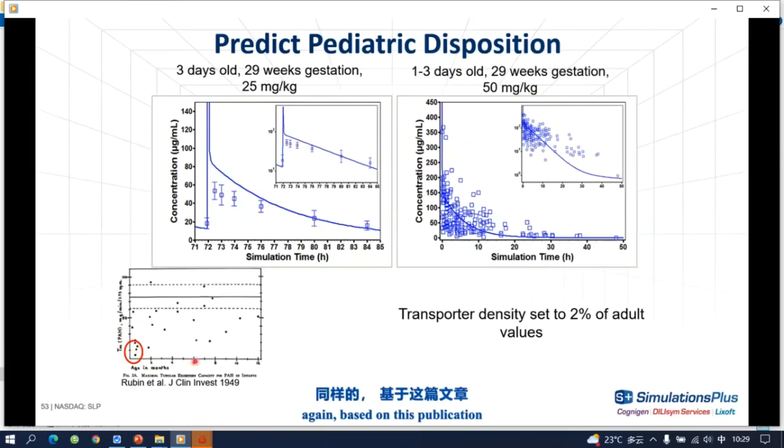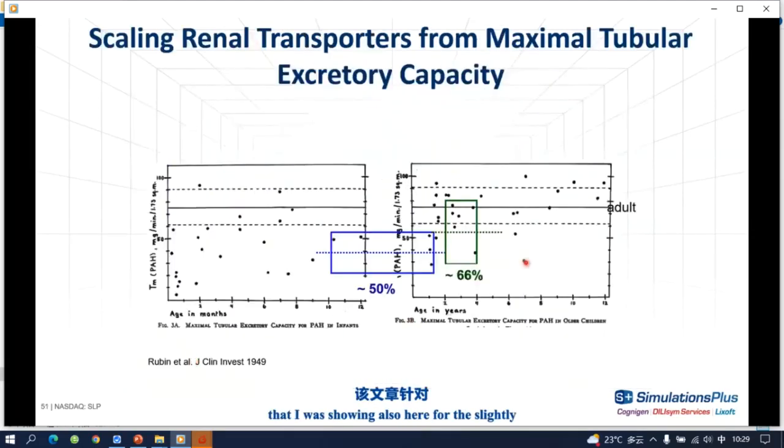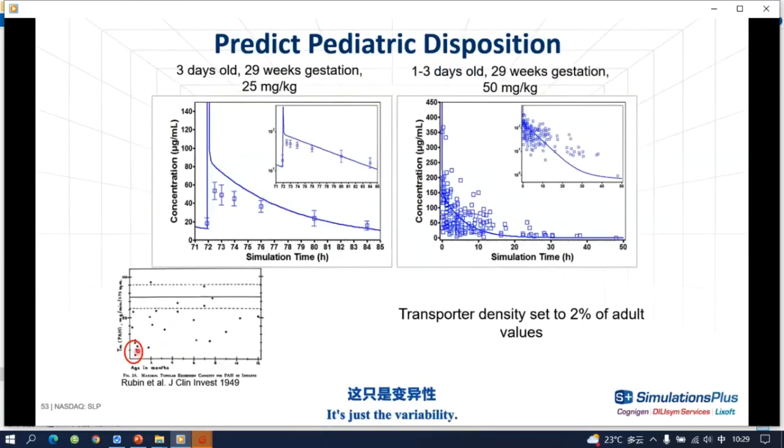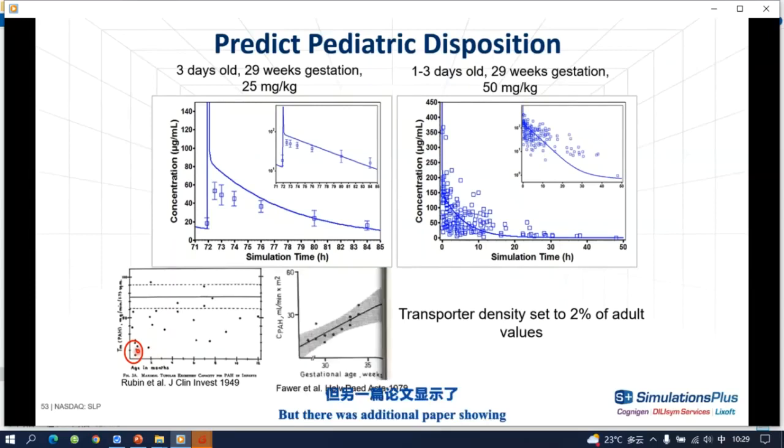Again, based on this publication that I was showing also here for the slightly older children, it is a lot of guesswork, right? It's just the variability. But there was an additional paper showing that kind of data for the first few weeks of gestational age. So from that, we basically inferred what it might be at 29 weeks of gestation for those newborns, and we came up with an estimate of about 2% of the adult values, mainly based on this paper.